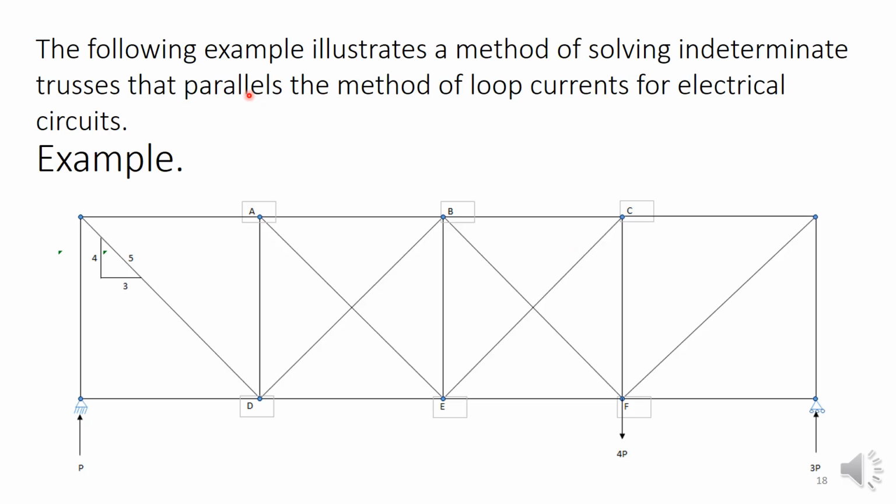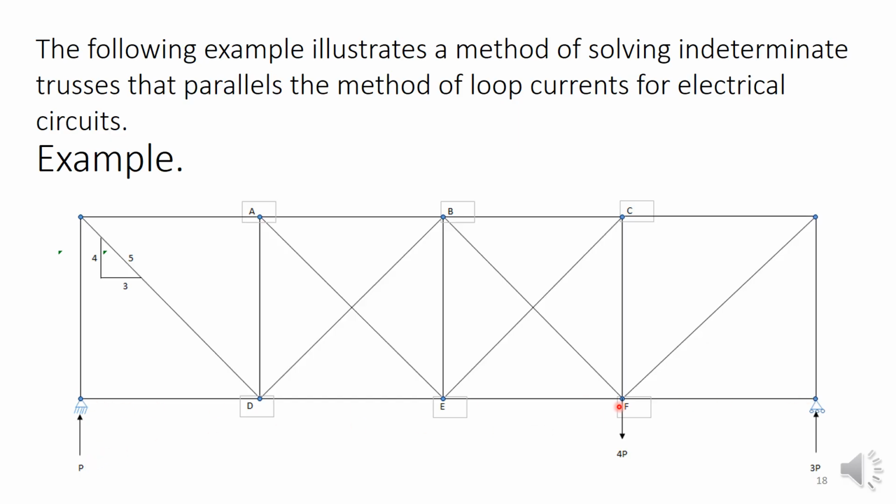Now, the following example illustrates a method of solving indeterminate trusses that parallels the method of loop currents for electrical circuits. In this example, we have a truss structure. It's supported by a hinge joint on this side, which cannot move horizontally or vertically, and it's on rollers on the other side. This joint can move horizontally but not vertically. Of course, rotation is possible at these two supports.